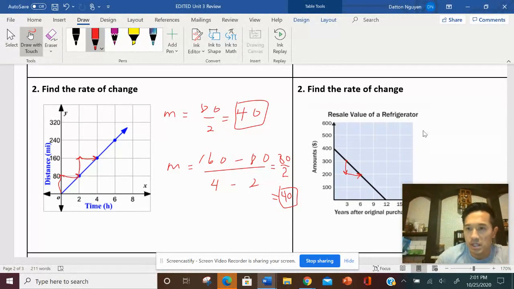You will figure that out when you see that. So here, I'll have my slope. It'll look like this, 200 minus 300 over 6 minus 3, okay?